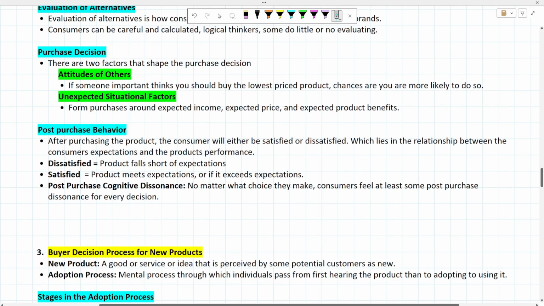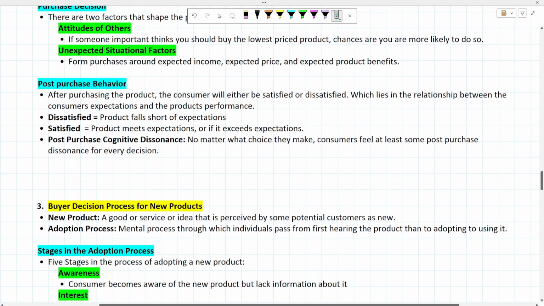Purchase decision. There are two factors that shape the purchase decision: attitudes of others. If someone important thinks you should buy the lowest price product, chances are you're more likely to listen to them. The other is unexpected situational factors, which form purchases around expected income, expected price, and expected product benefits. Post purchase behavior. After purchasing the product, the consumer will either be satisfied or dissatisfied, which lies in the relationship between the consumer's expectations and the product's performance.